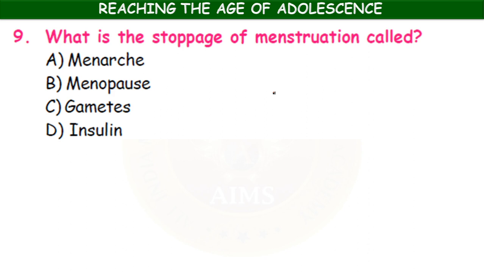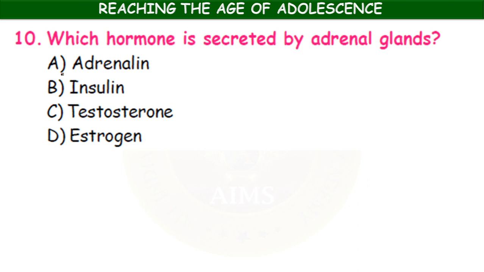What do you call the stoppage of menstruation? Menarche, menopause, gametes, insulin. So it is the menopause, the stage of the stoppage of menstruation in ladies between 45 to 50 years of age, or in some women, after 50 the cycle will start.